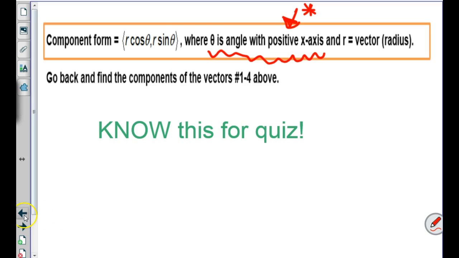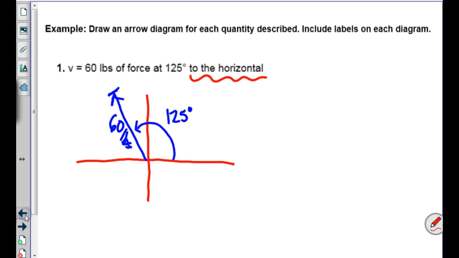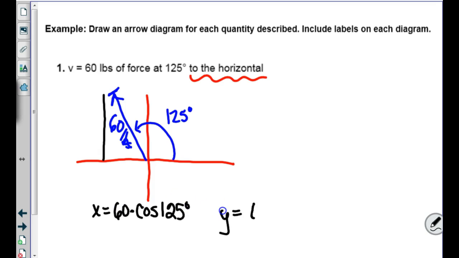We're supposed to go back and do 1 through 4. Now we could spend a lot of time being real careful how we draw this, okay? Or we can do what we just did and talk about the angle off of the positive x-axis and breaking them into components using that definition. X equals the radius or the length of the vector times the cosine of the angle, and y equals the length times the sine of the angle.